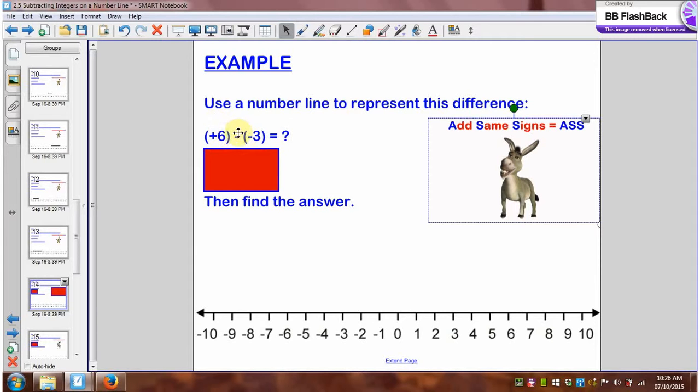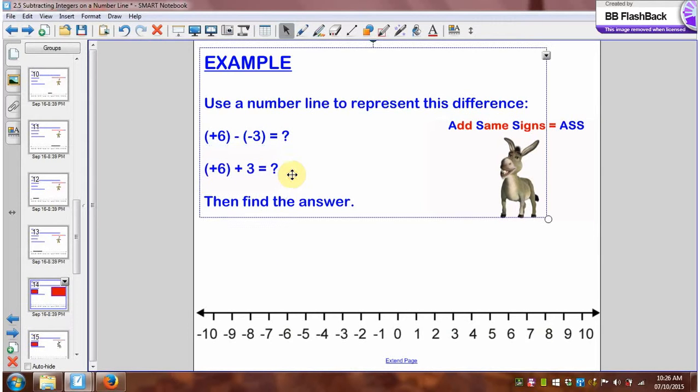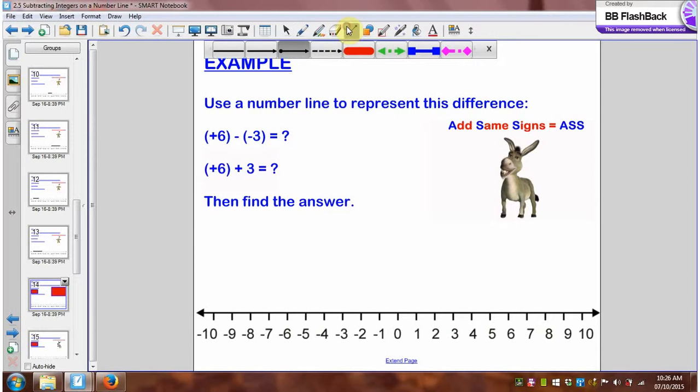And then our two signs here, negative and negative, they're the same. So we add them. So positive 6 plus 3. You can probably do that in your head. 6 plus 3. If we start off with our 6 here, and now we're adding, so we're going to the right. 1, 2, 3. You could probably tell this in your head, but it's confirmed by the number line. 6 plus 3 equals 9.